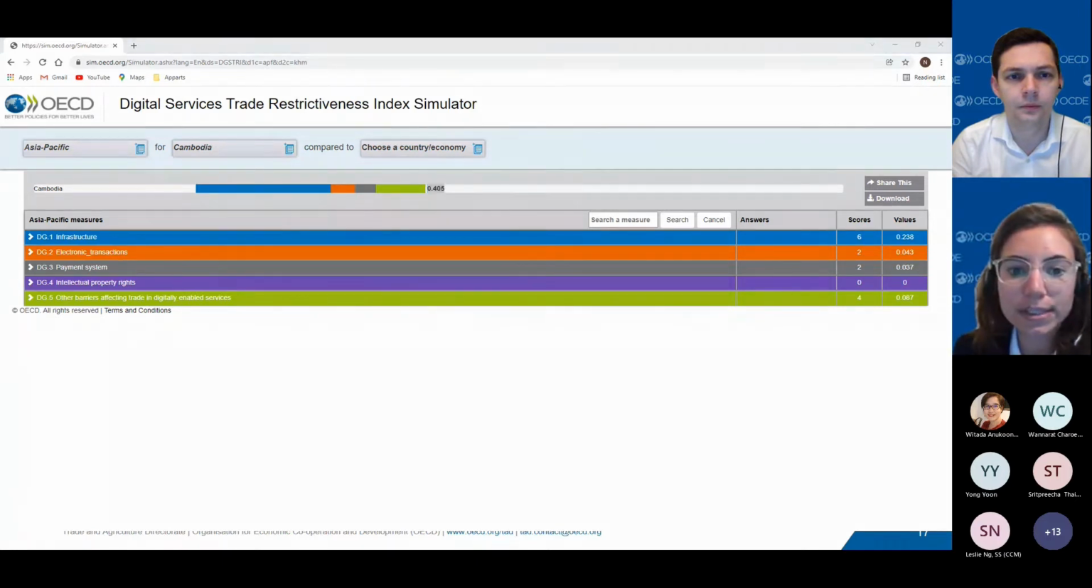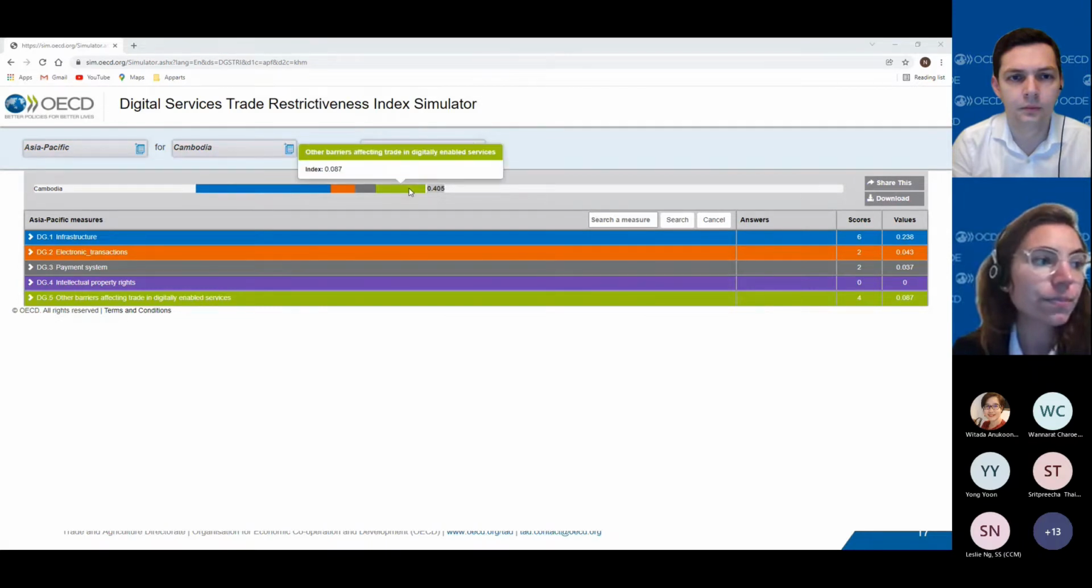Then the second question was, what are the key policy areas that drive this result? The policy areas, you see them here in the different colors, which are then explained and justified in the specific policy areas. For Cambodia, the key policy areas that drive the result are infrastructure and other barriers affecting trade in digitally enabled services.